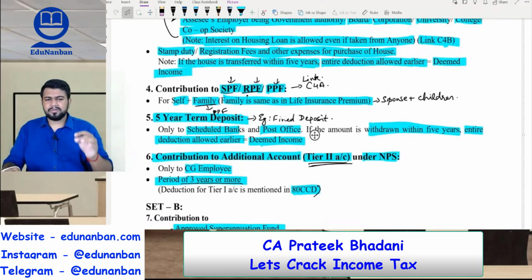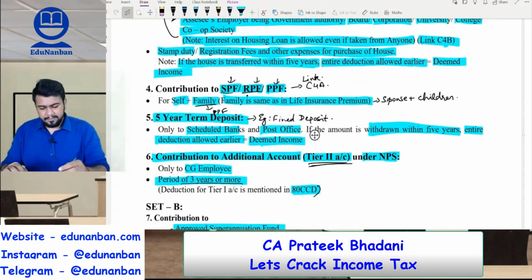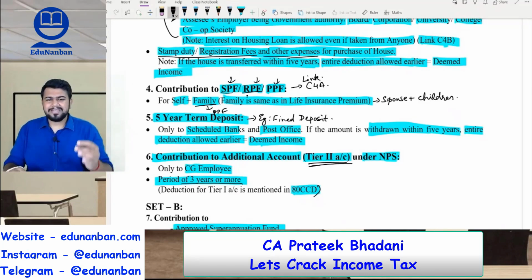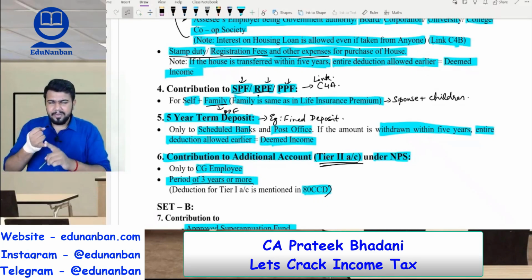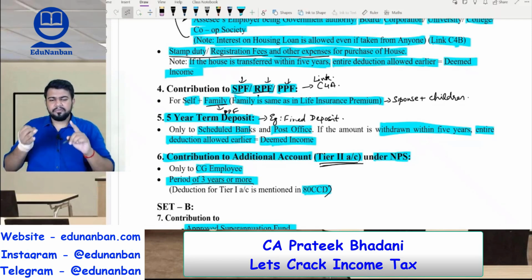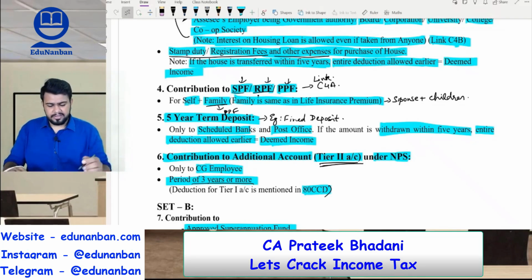So this was about the housing loan repayment. Now next, if any stamp duty or registration fees or any other expense is paid for the purpose of purchasing a house, then such amount will be allowed as deduction. However, please note, for this repayment of housing loan and also for stamp duty, registration fee, etc., there is one more condition, that the house should be there for at least 5 years. If the house is transferred within 5 years, then the entire deduction allowed earlier will be deemed as income.